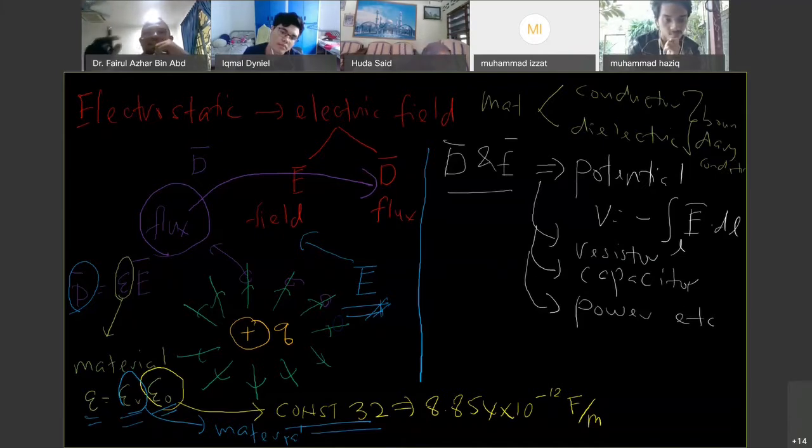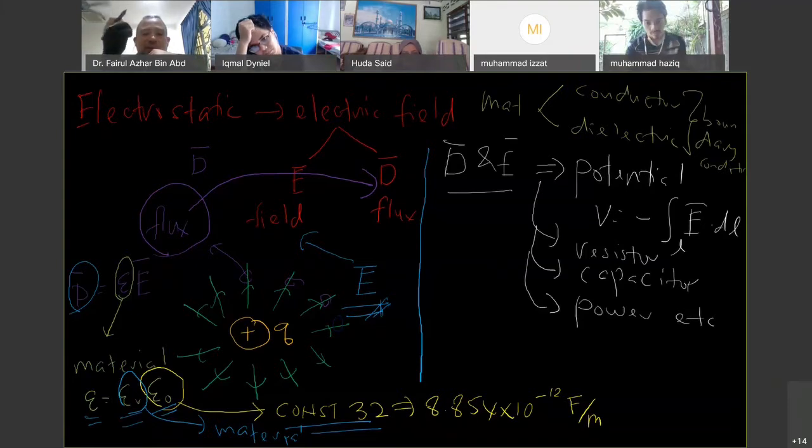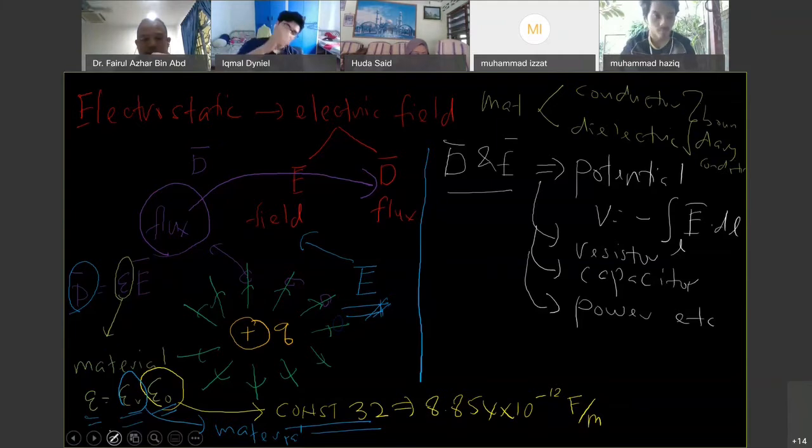So basically, the most important thing is to know how to derive the expressions for E and D. That is the first thing. That's why we learn about Coulomb's law first, and then we learn about Gauss law. So to derive the expressions for the vectors E and D, we have first Coulomb's law.